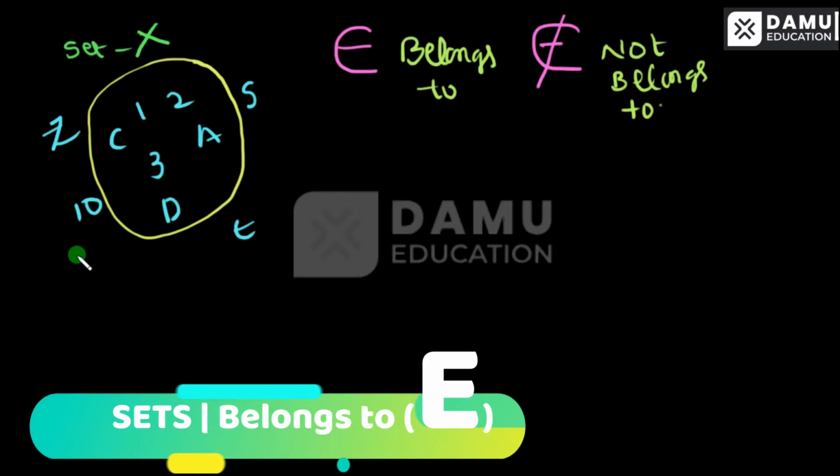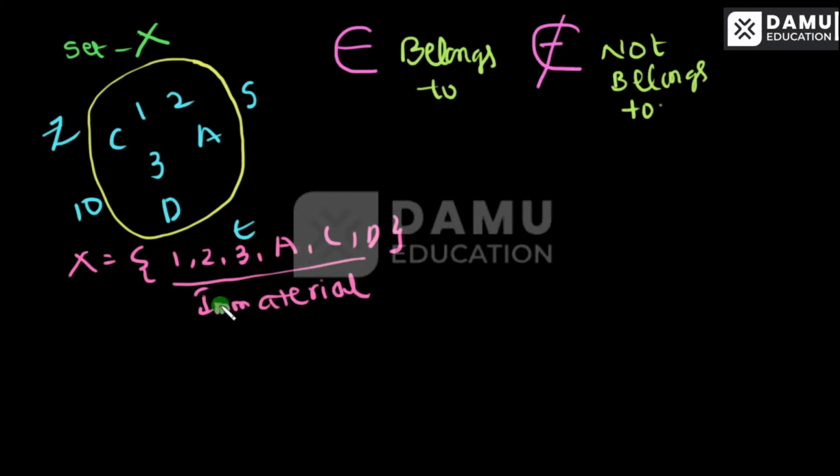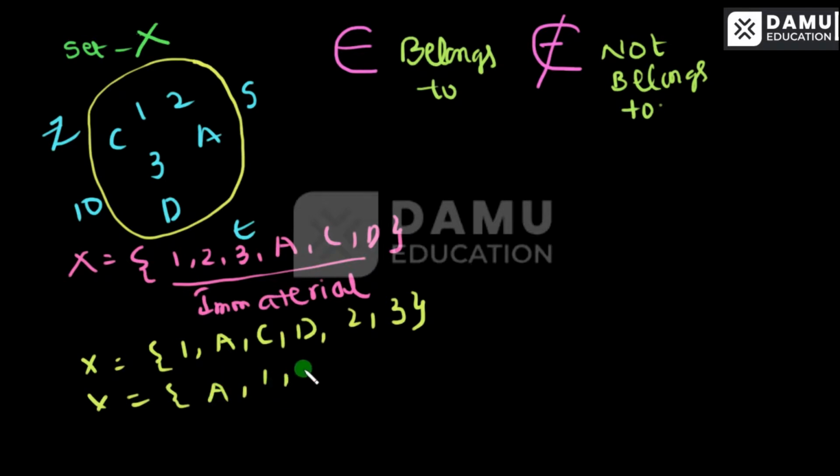So let's take set X as 1, 2, 3, A, C, D. These elements are arranged in immaterial order. What is meant by immaterial is that we can arrange all these elements in any manner. We have arranged X like that. You can arrange it like 1, A, C, D, 2, 3 also, or like A, 1, 2, 3, C, D also. These are all called immaterial elements. Each one is called an element, separated with commas inside. Immaterial means you can arrange them anywhere. So this is the set X.